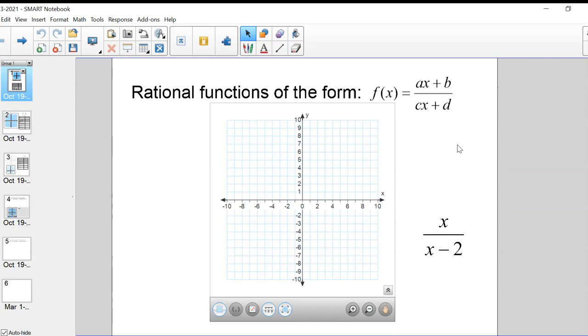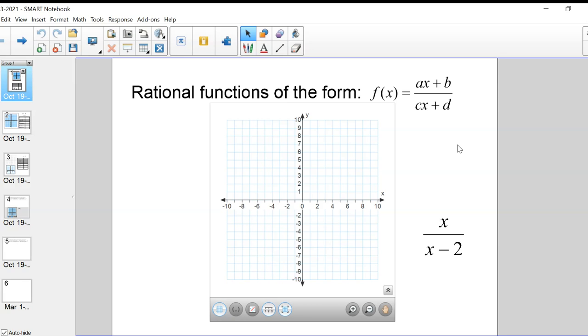I want you to look at the functions that we have on the screen. It says rational functions of the form f of x equals ax plus b over cx plus d. So linear on top, linear on the bottom. What is the first difference that you notice which might make a significant change to one of the things that we've been talking about so far?